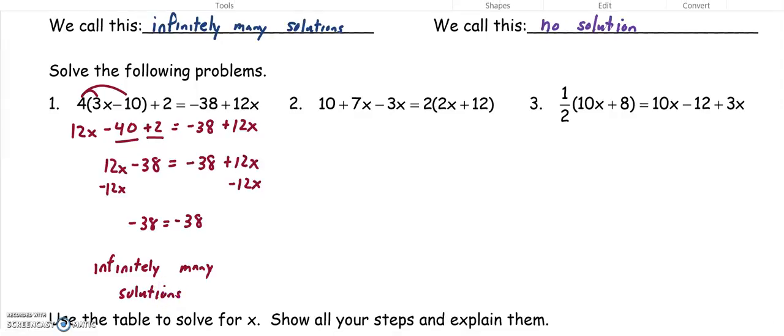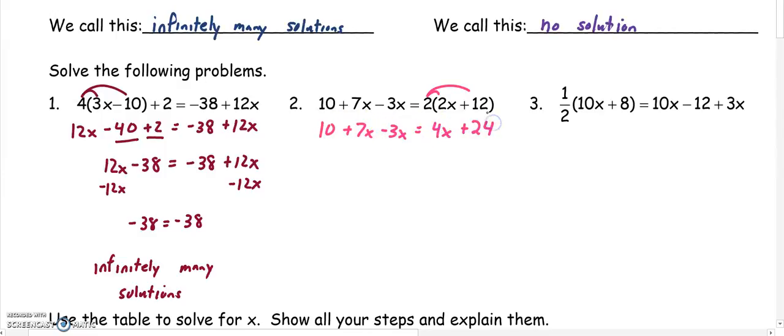Number 2, to start this problem, I need to distribute because I have a set of parentheses. So I'm going to distribute 2 to both sets of parentheses. I get 10 plus 7x minus 3x equals 4x plus 24. Now on the left side, there's 2 x values that are like terms that can be combined to become 4x. So I have 10 plus 4x equals 4x plus 24. I'm going to subtract 4x from both sides. I get 10 equals 24. That's a not true statement, so this would be a no solution.